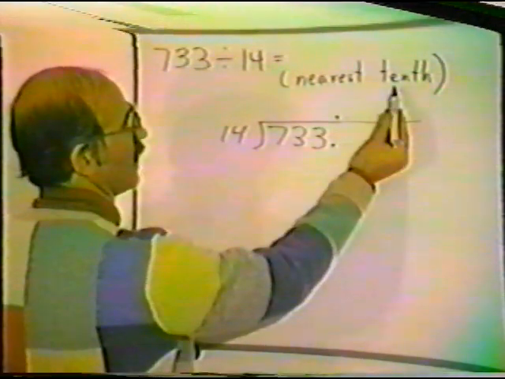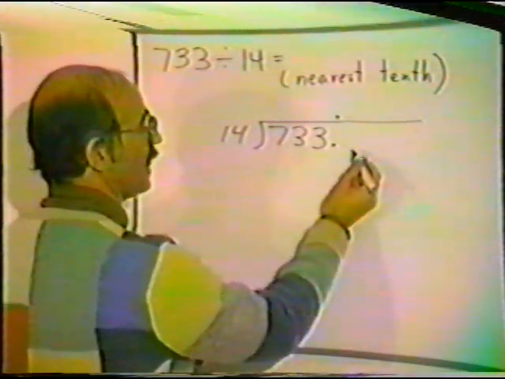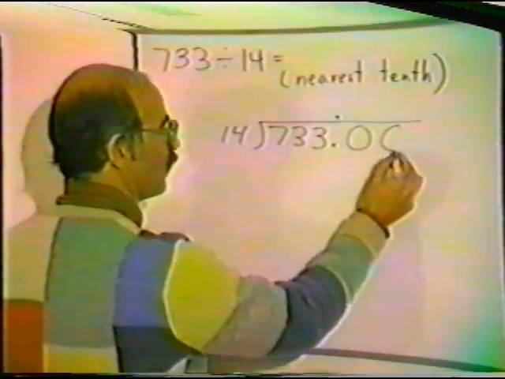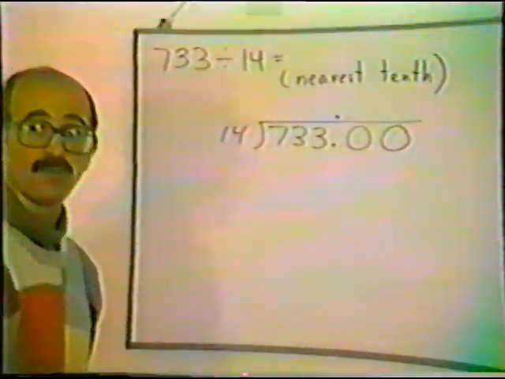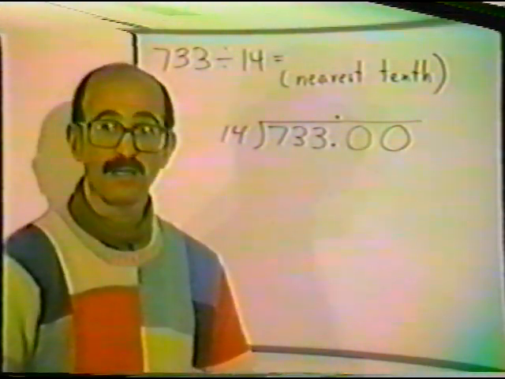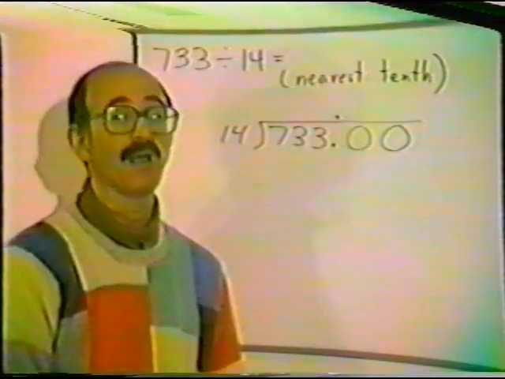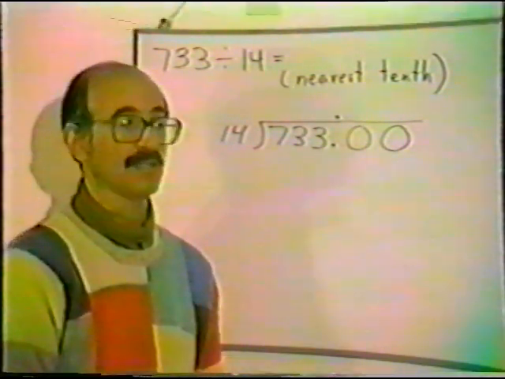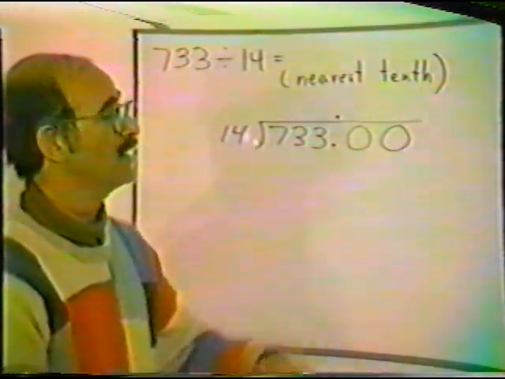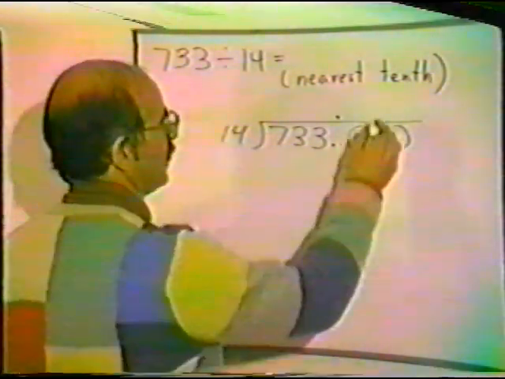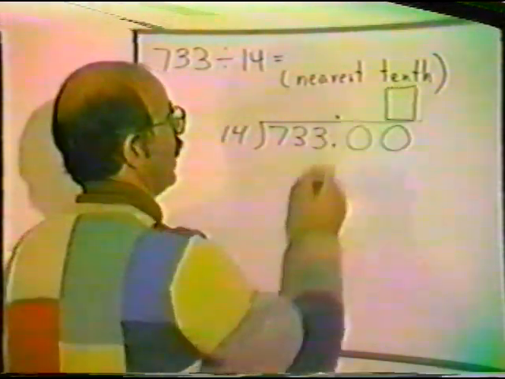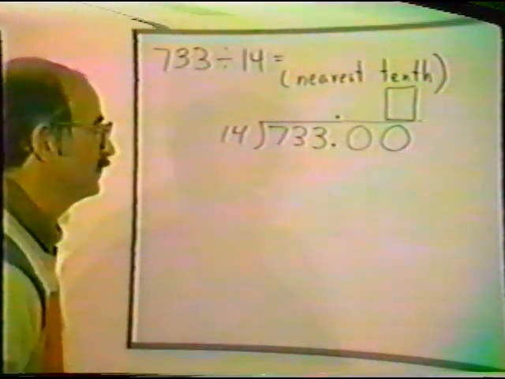We're going to round off to the nearest tenth. We'll add a 0 here and another one here because we have to carry out our division one place more than the place we've been asked to round off to. We've been asked to round off to the 10th, so we have to have something in the hundredths place in our answer.